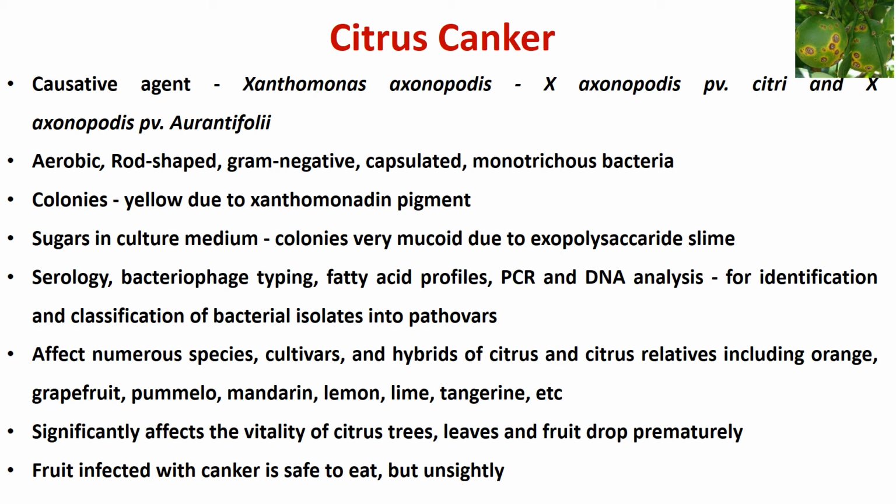Xanthomonas axonopodis is an aerobic, rod-shaped, gram-negative, capsulated bacterium having monotrichous flagella. The colonies of this bacterium are yellow colored due to the presence of the pigment xanthomonadin. When this organism is grown in a culture media containing sugars, the colonies will be very mucoid due to the production of an exopolysaccharide slime.